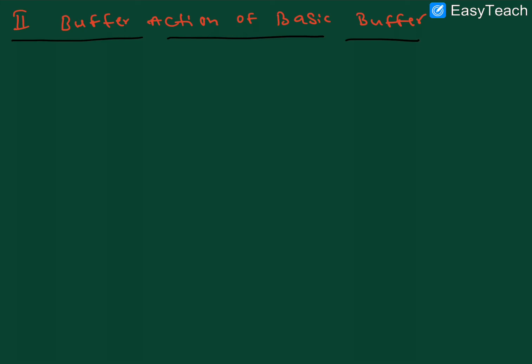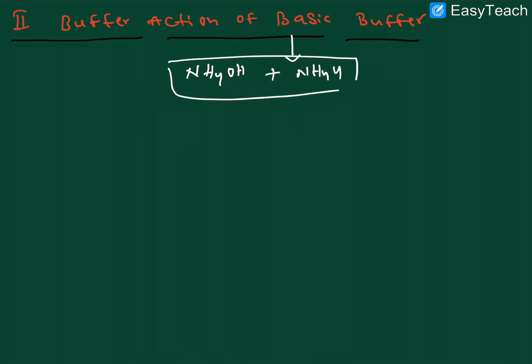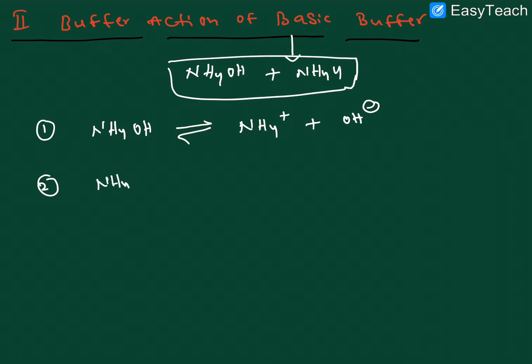Right, next one: buffer action of basic buffer solutions. Let's take one example of a basic buffer solution, the very favorable example, ammonium hydroxide plus ammonium chloride. This is the basic buffer solution, right? Generally, point number 1: ammonium hydroxide is a weak base, and some dissociation takes place whenever it is dissolved in water, forming ammonium ion plus OH minus.